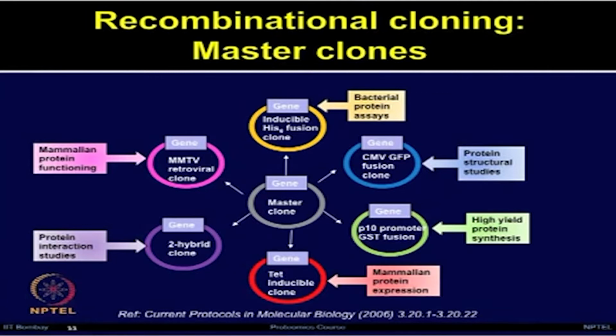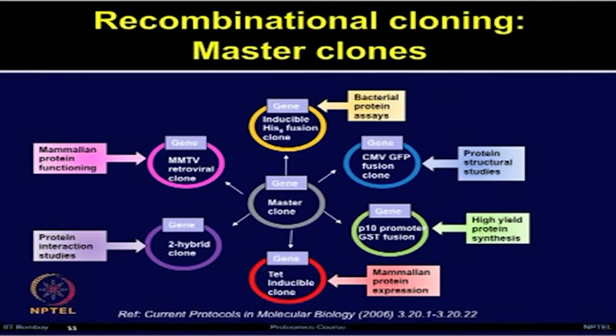So, you can transfer your gene of interest from these master clones to different types of destination vectors. In the slide, a few vectors are shown and a few applications are described here. For example, one can use inducible histidine 6 fusion clone. Now, this can be used for performing assays using protein made in the bacterial system. One can use CMV GFP fusion clones for protein structural studies, if you want to know where your protein is located in the cell.